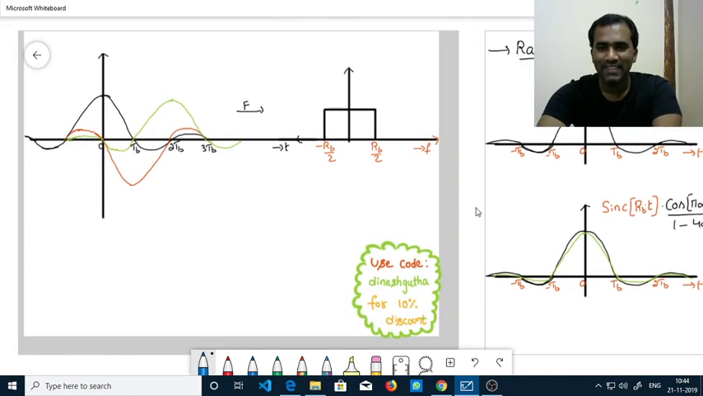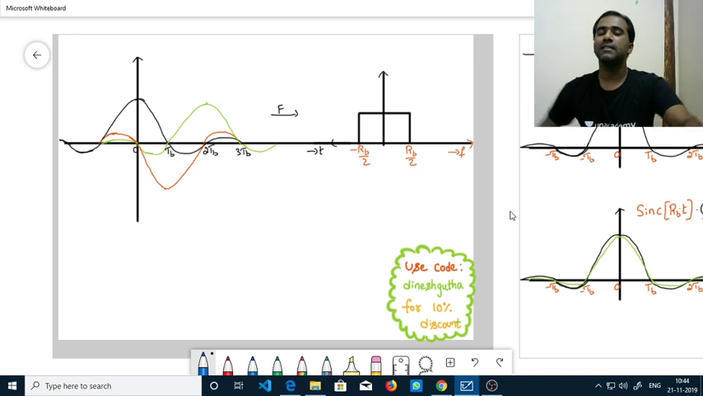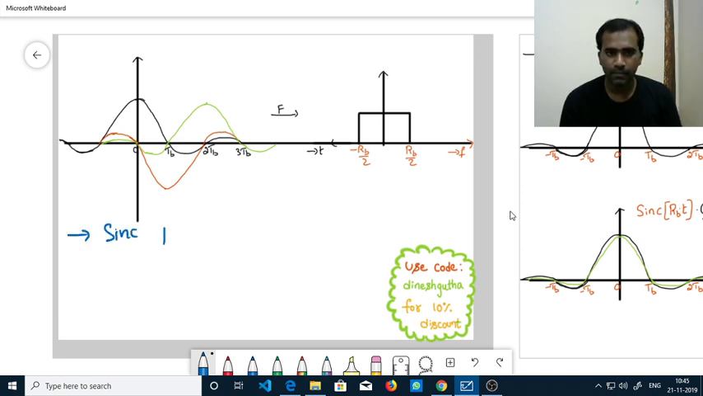Now, let me talk about the problem with sync pulse shaping. What is the problem with sync pulse shaping? We have talked about the advantages of sync pulse shaping. Sync pulse shape in time domain is limited in bandwidth. So that's why when you pass through band limited channel, there is no ISI. Very good.